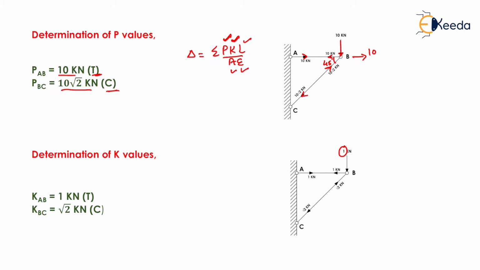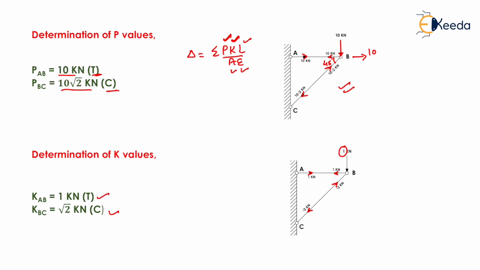Now if we want to determine the K values in each of the members, then we need the same analysis as we had discussed in this case, okay. So its magnitude will be root 2 like this and its value will be 1 like this. So the K force in member AB will be equal to 1 kilonewton tensile and root 2 kilonewton in member BC of compression nature. Now we have determined the P force as well as the K force.